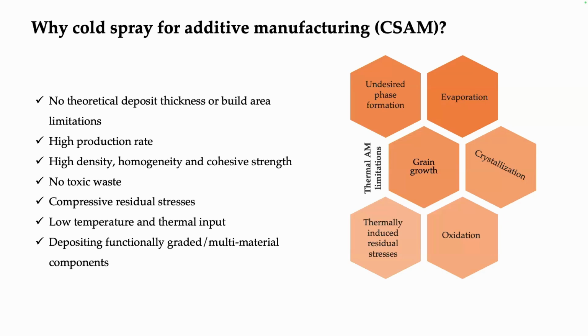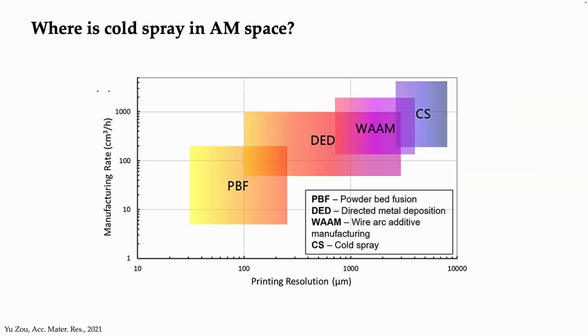So we don't have the risk of evaporation, recrystallization, thermally induced residual stresses, grain growth, and so on. And that is an advantage because we can work with materials that are very sensitive to thermal input or to oxidation. And of course, again, not being bound to the thermal affinity of the material, we can mix materials with different nature, different metallic materials, metals with ceramics. So it gives a lot of flexibility also in terms of gradient structures in the chemical composition for multi-material components.